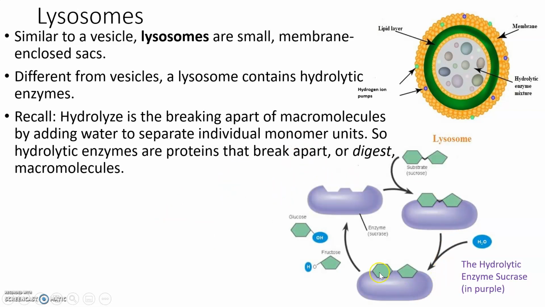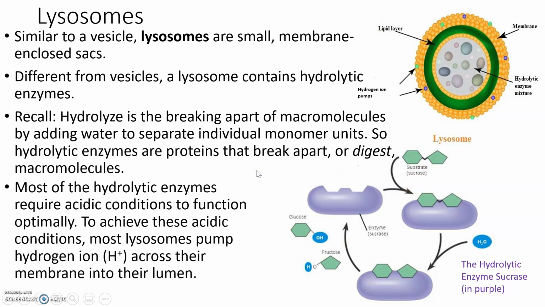So here's a picture of an enzyme. This one in particular is sucrase, the purple blob there, and it breaks apart glucose and fructose using water. It separates glucose and fructose from sucrose.